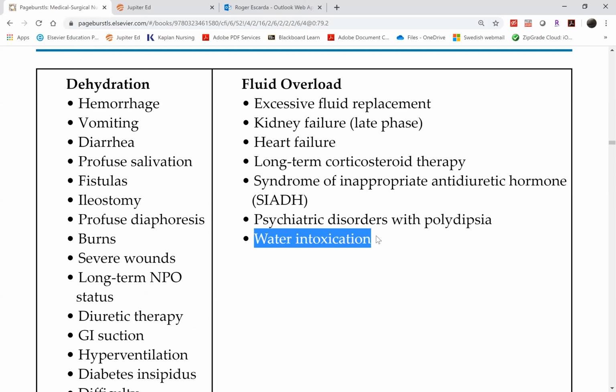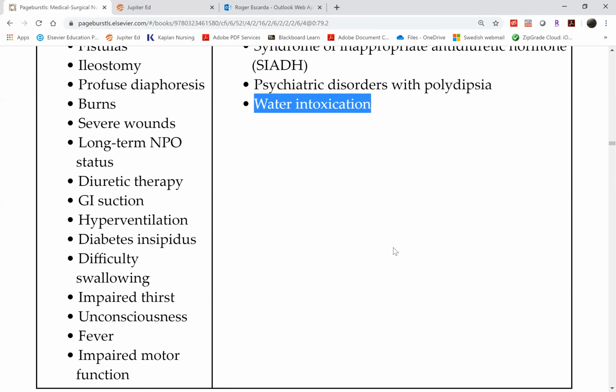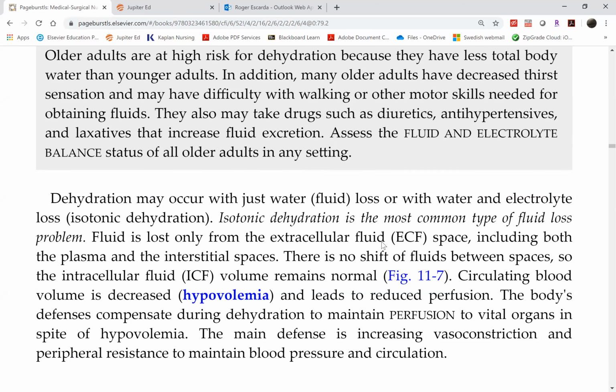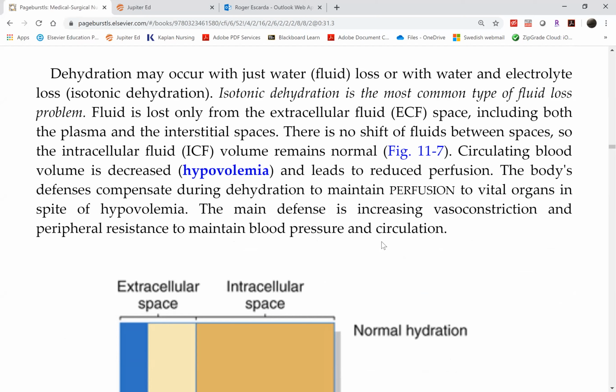Water intoxication is when you're being treated for a disorder that requires you to drink a lot of water to replace it. You may end up overdoing the water intake, leading to water intoxication. We'll discuss water intoxication also under chapter 62 under diabetes insipidus. All right, let's look at dehydration first.